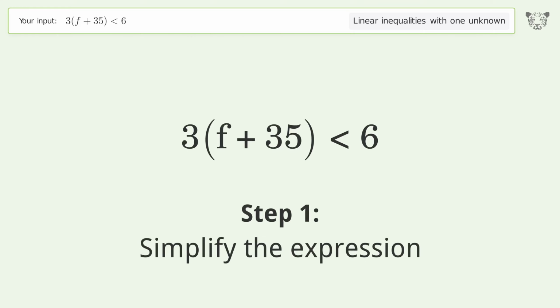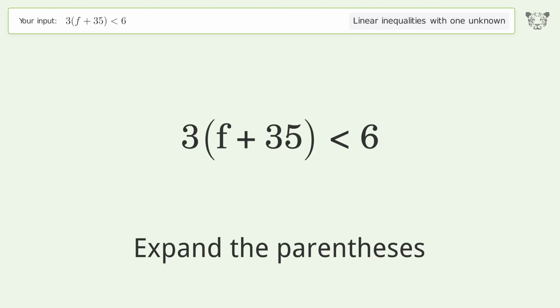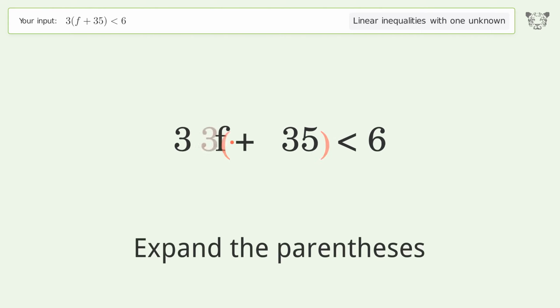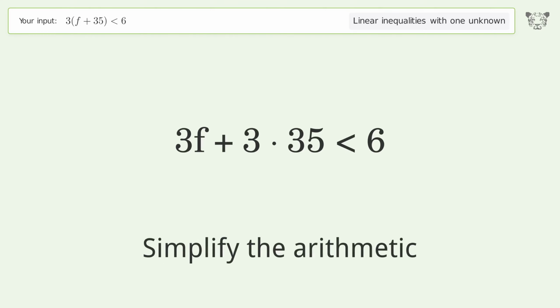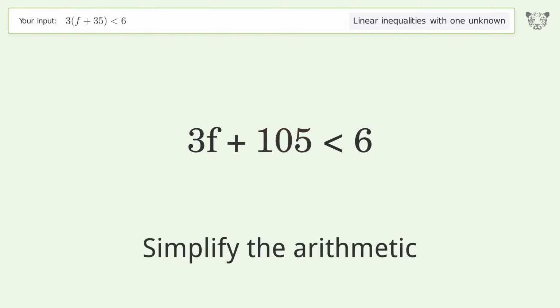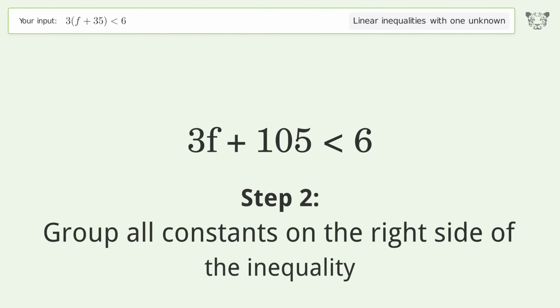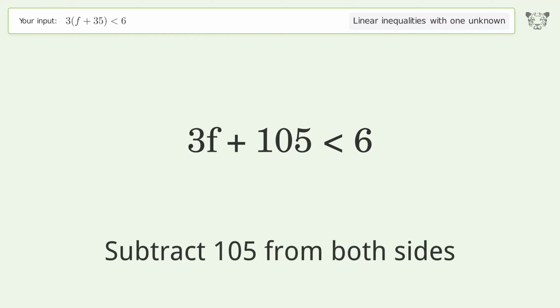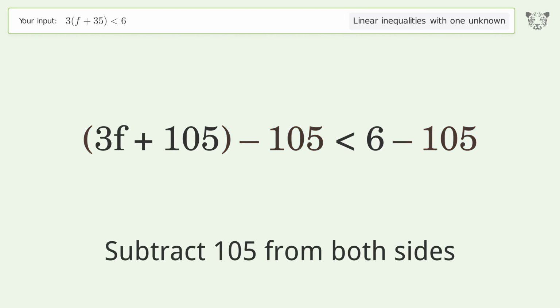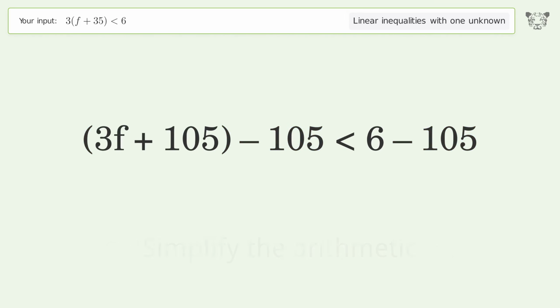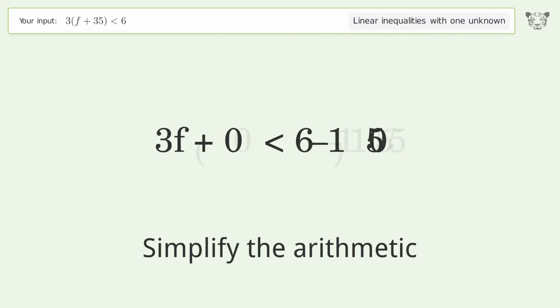Simplify the expression. Expand the parentheses. Simplify the arithmetic. Group all constants on the right side of the inequality. Subtract 105 from both sides. Simplify the arithmetic.